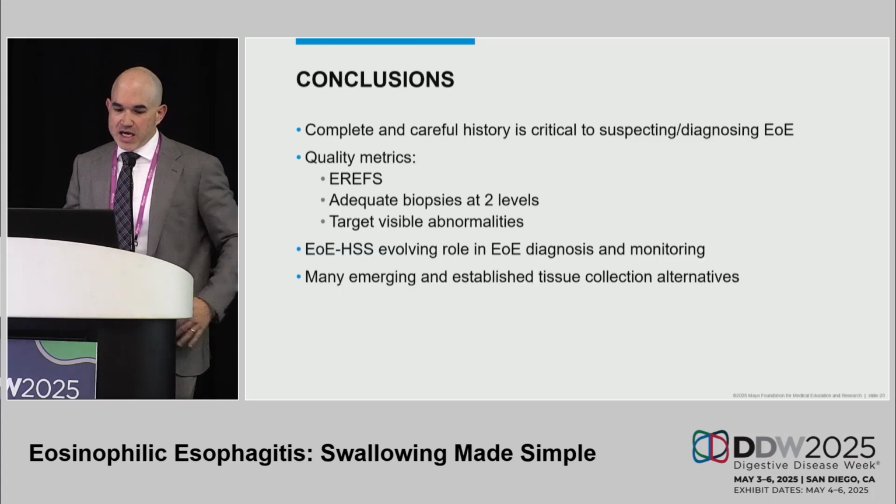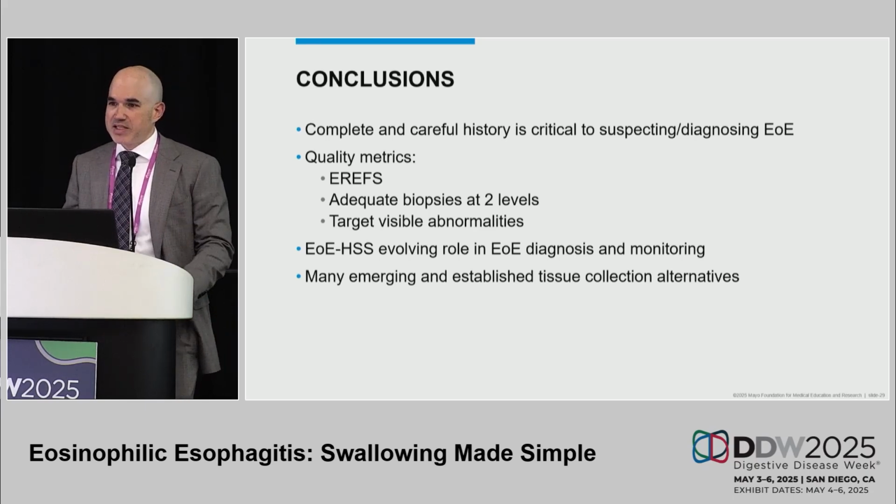So in conclusion, I think you need to have a very careful history when you're assessing a patient for possible EOE. Be aware of these quality metrics and the things we need to be doing to bring the best quality to endoscopy. Be aware of the EOE HSS and its evolving role. And then let's keep an eye out for some of these alternative tissue collection practices that may change our practice.